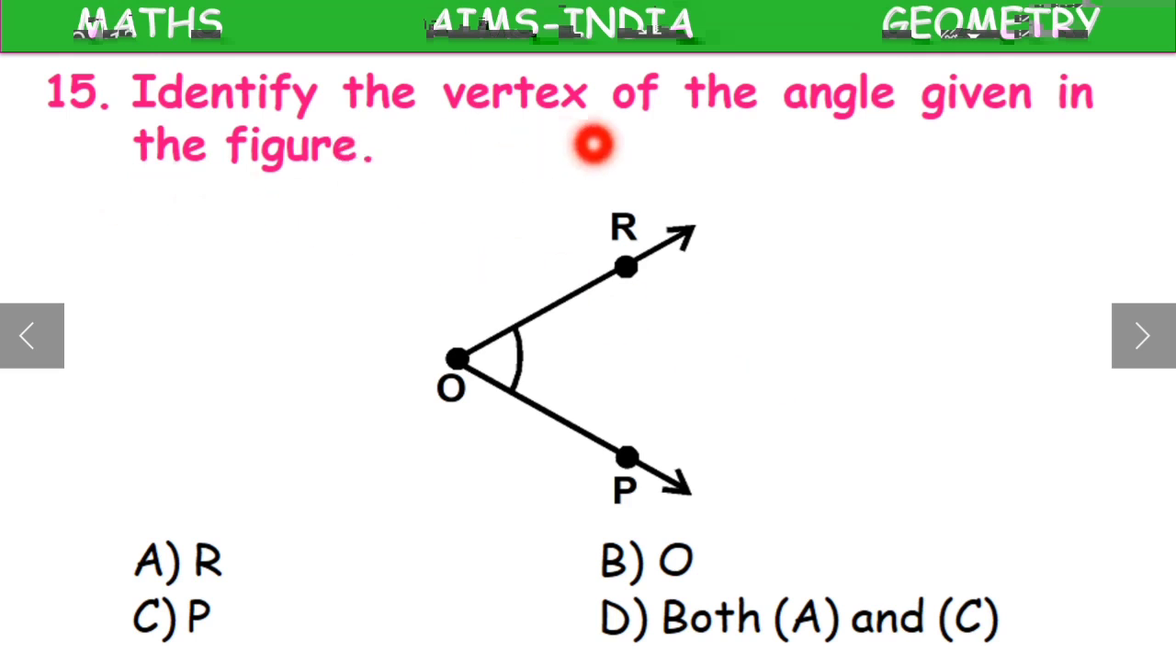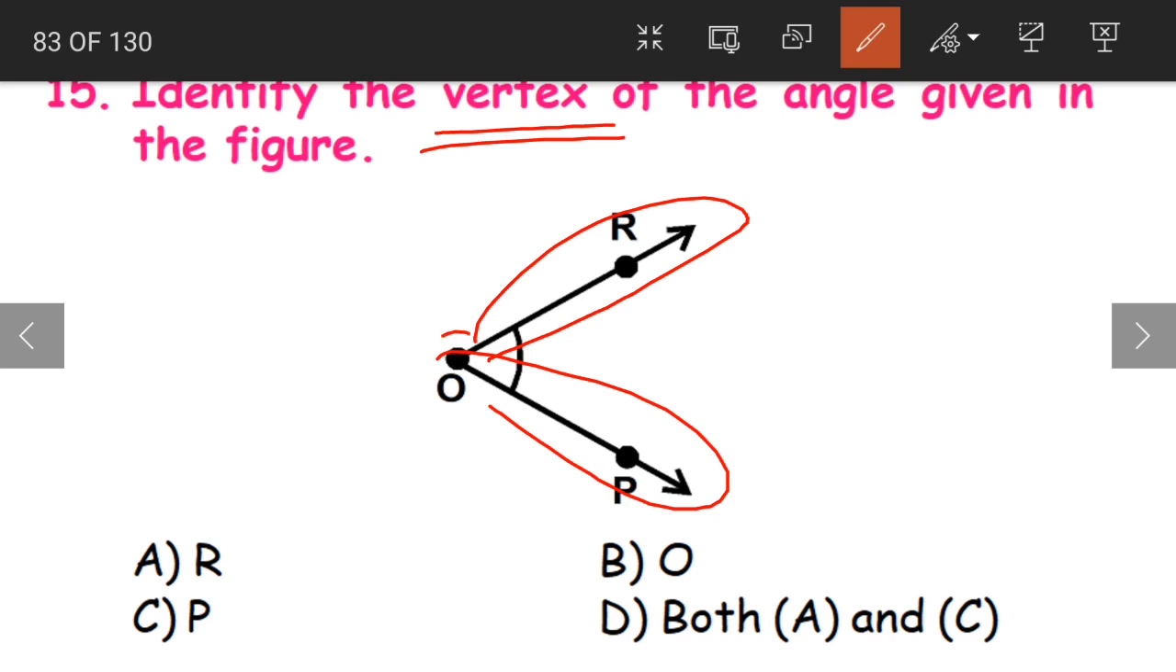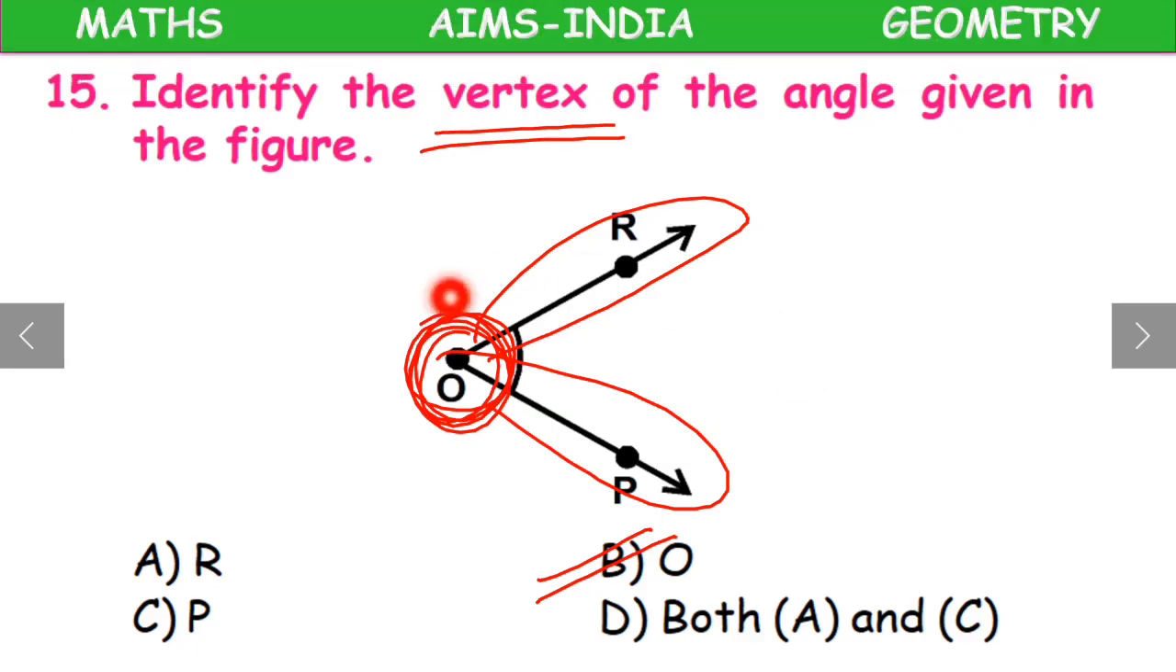Question 15. Identify the vertex of the angle given in the figure. What should we find out? We have to find out the vertex. What is the vertex, children? It is the common end point of both the rays. What is the common end point? O is the common end point. So option B, O becomes the vertex of our given angle.